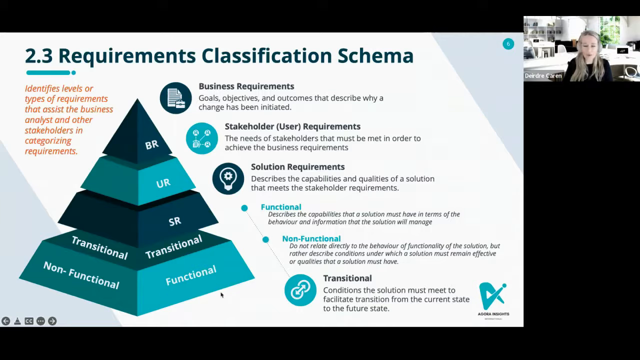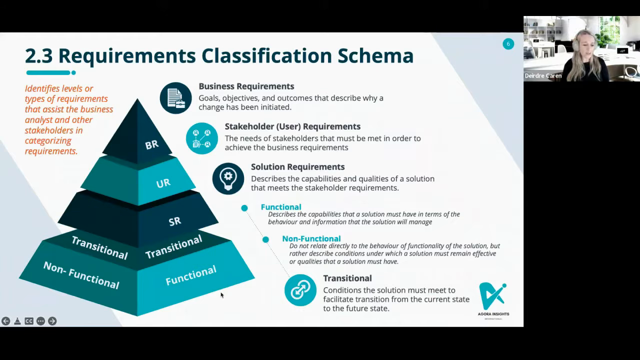And then under solution requirements, once we've decided and we've captured everything that everybody needs, we can then go and really start to look at the solution. So what does the house look like? Exactly how will the dimensions work? What will the foundations be built of? And we break these down into two separate components. The one is functional. So this describes the capabilities that a solution must have in terms of the behavior and information of that solution. And then you have non-functional requirements.